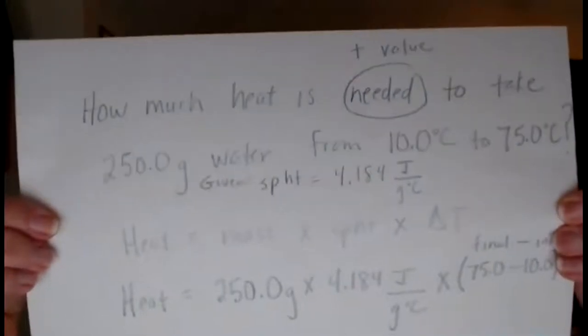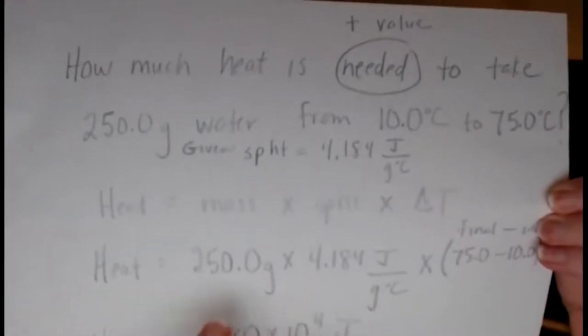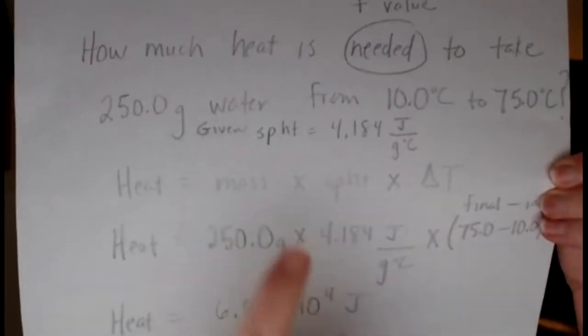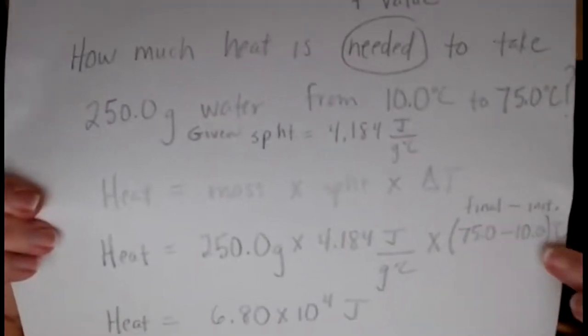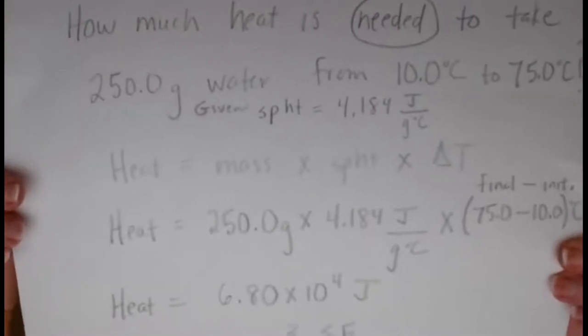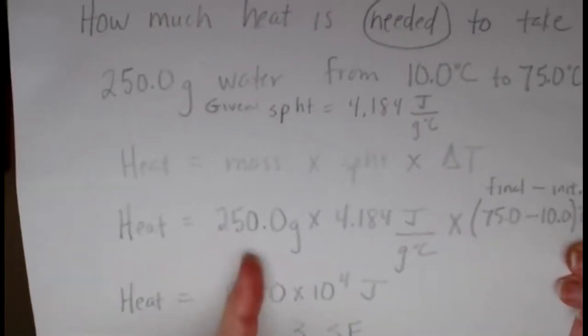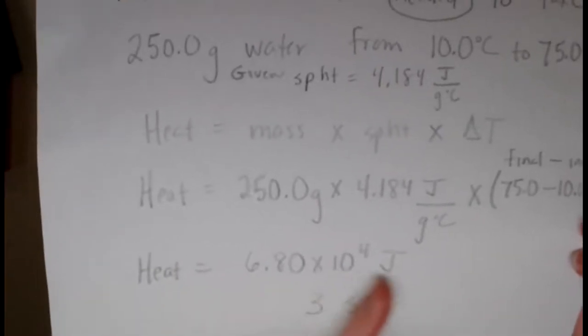It's a plug and chug. I'm asking for how much heat, I'm giving you the mass, I provide the specific heat for water, you can do the final minus initial temperature change, you can do that. So you just multiply 250 grams times the 4.184 times the 65.0 to 3 significant figures, you get this number.